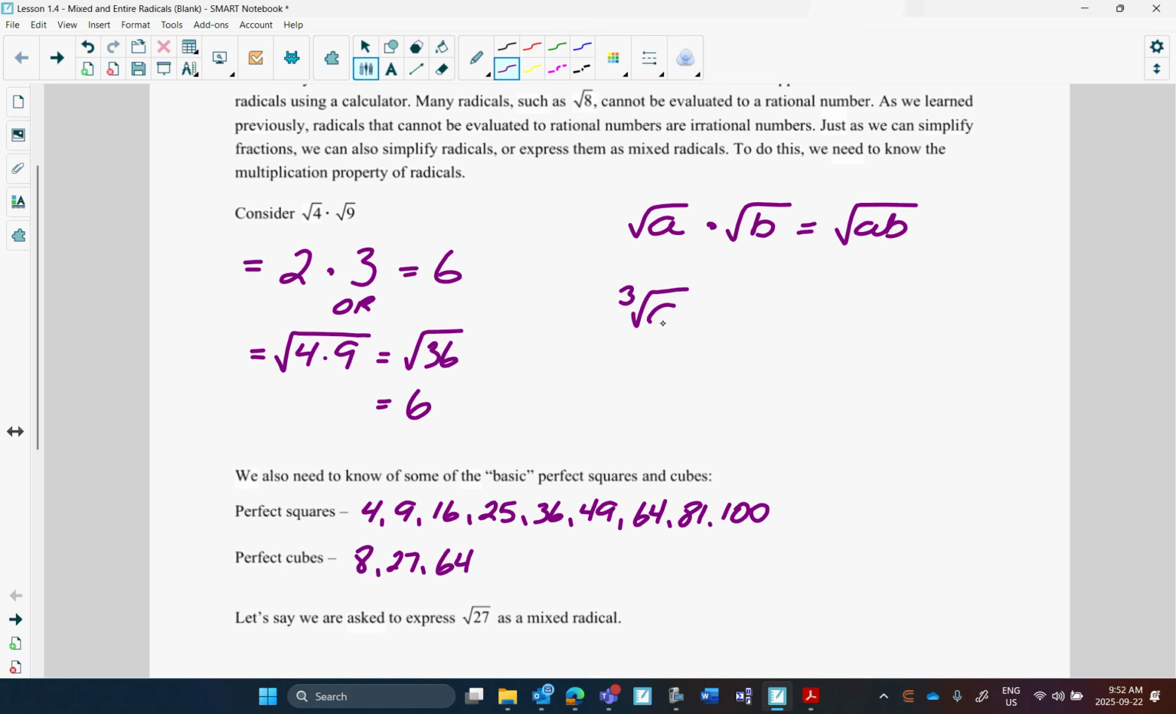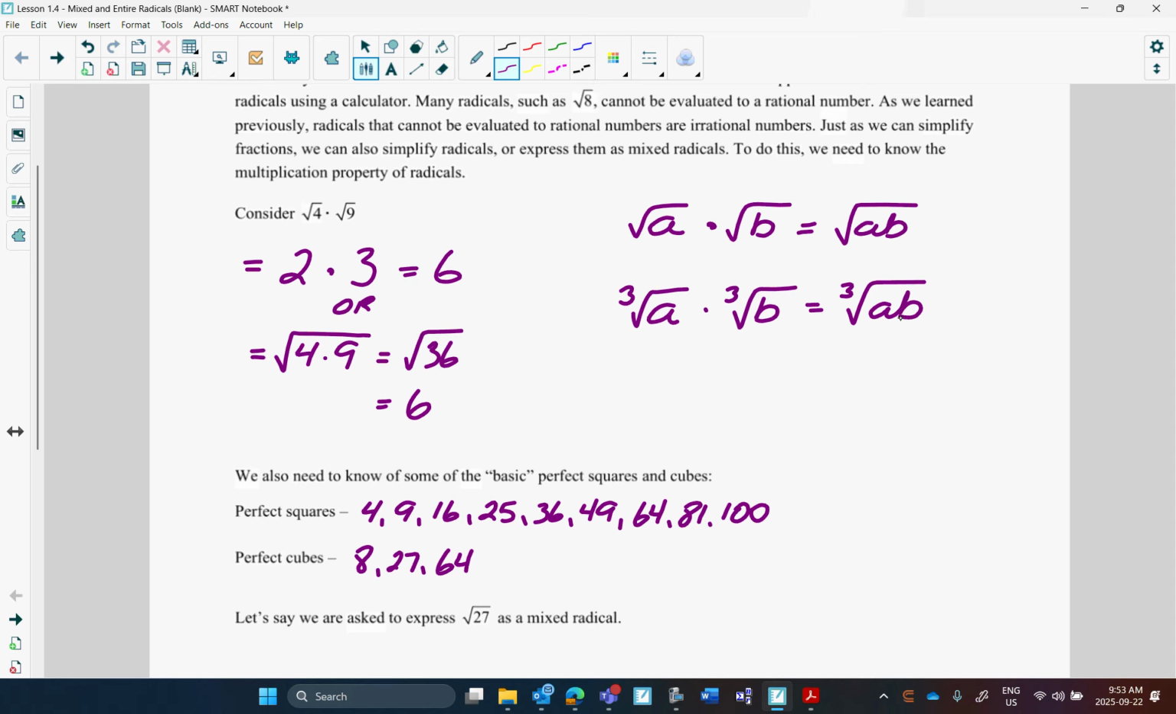If you multiply 1 cube root by another cube root, that's the same as multiplying those 2 numbers and putting it under 1 cube root. So like the cube root of 2 times the cube root of 3 is the cube root of 6. Okay? So you have to know this multiplication property, and you have to know these perfect squares. Okay?